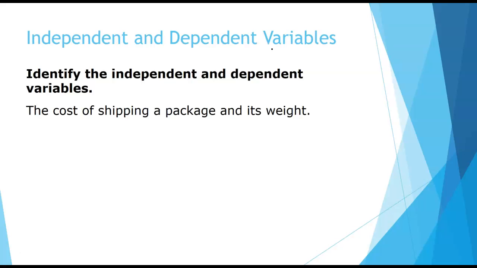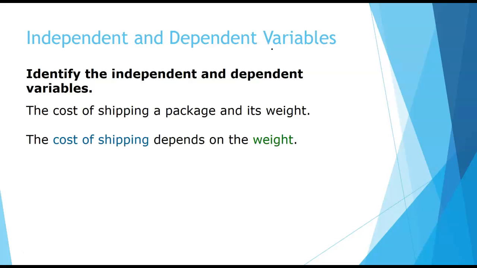Suppose I want you to identify the independent and the dependent variables. We're talking about a relationship between the cost of shipping a package and its weight. I first want to think to myself, which one depends on the other? The cost of the shipping depends on the weight. That means that the dependent variable is the cost because it depends on something else. The independent variable is the weight, which means if we were to graph these or write an equation, x would be our weight and y would be our cost.